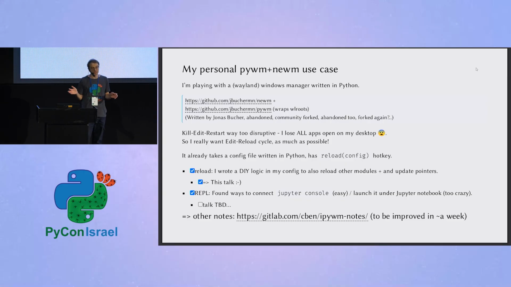And if you kill it, you lose all your programs. So the kill, edit, restart cycle was really a bad fit for me, and I really needed this. And that window manager already is taking the shortcut of not having a separate config format. It's just importing a Python config.py file that you write, and it's reloading it. So I extended it to also start reloading the code base of the window manager itself.